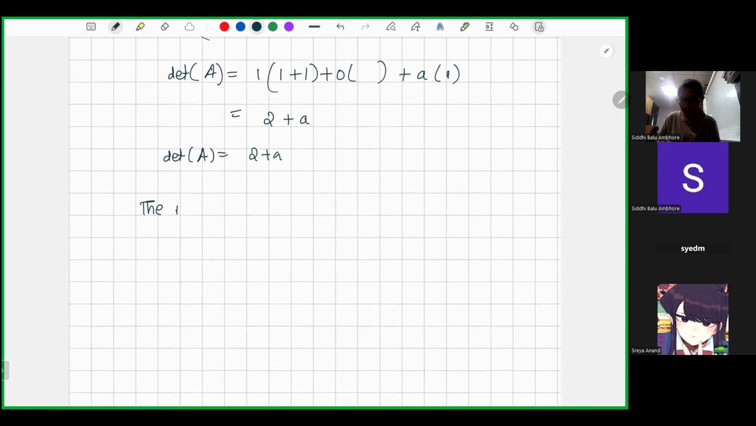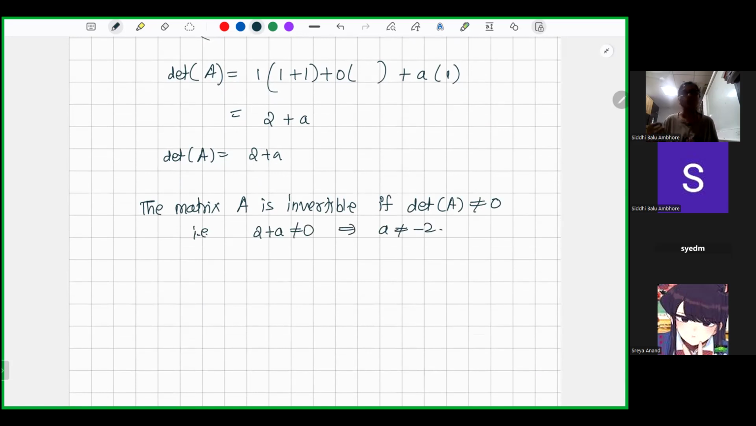And the matrix A is invertible if the determinant of A is non-zero. That is, 2 plus A is non-zero, that is, A is not equal to -2. So this is the only case when the matrix is not invertible; for any A other than -2, this matrix will be invertible. Okay? Any doubts here?